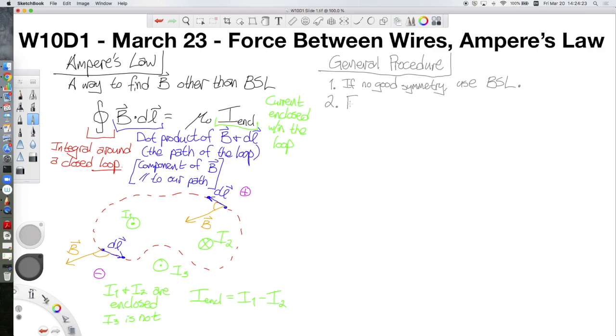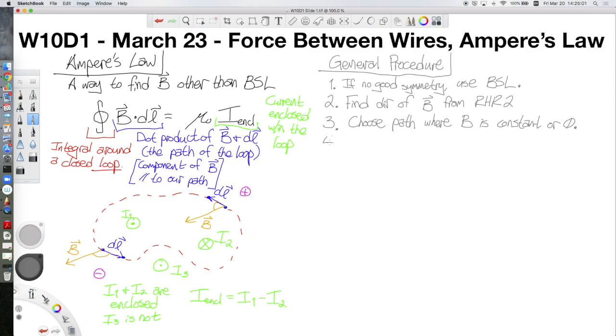Second, you're going to find the direction of the magnetic field that you're trying to find from right-hand rule number 2. Then, we are going to choose our Ampere path. And we want to choose an Ampere path where the magnetic field is either constant or 0. And that will make our math easier in the future in a way we'll see in a second.